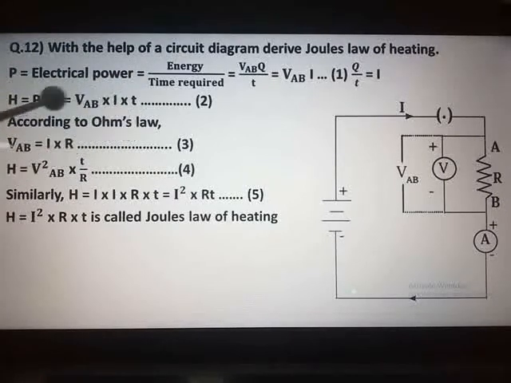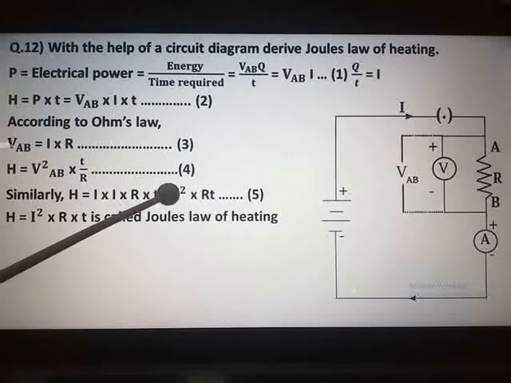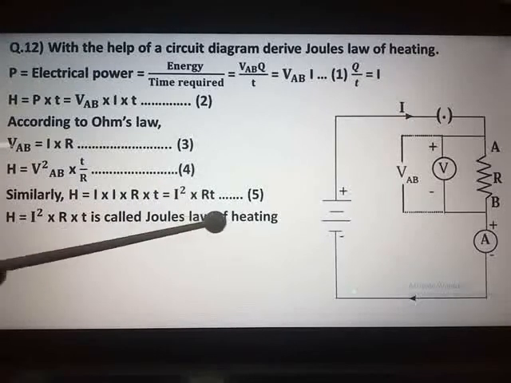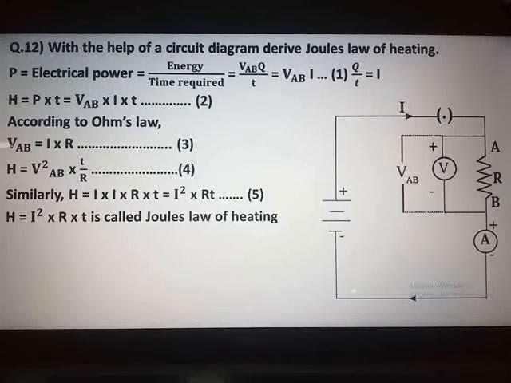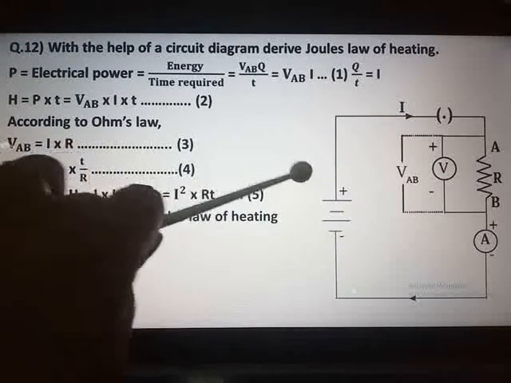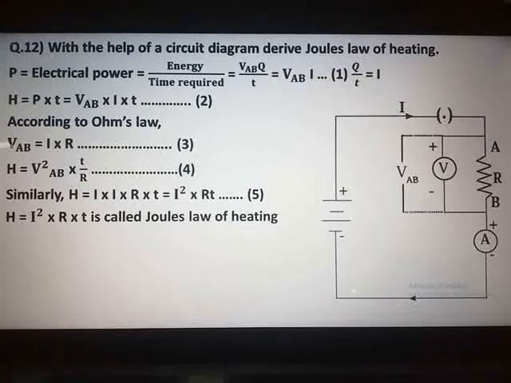Application of Ohm's law: V is equal to I into R. H is equal to V square into T upon R. Similarly, H is what? I into R into T, that is I square RT, and that is known as Joule's law of heating. So right from P is equal to electrical power up to Joule's law of heating, you have to directly mark in the textbook, and the figure I have already told you, it is figure 4.2. Prepare this derivation, they can ask in the exam.